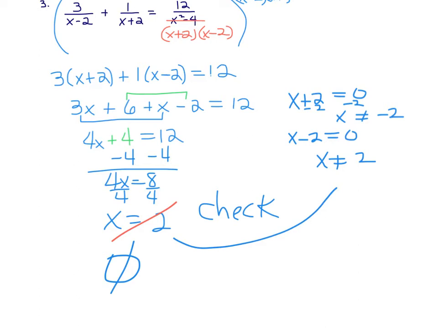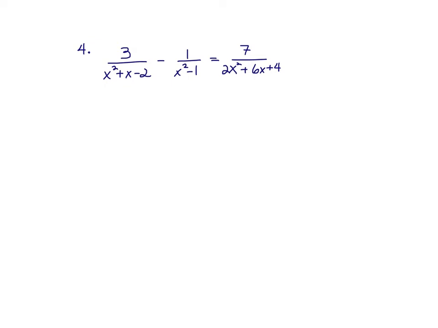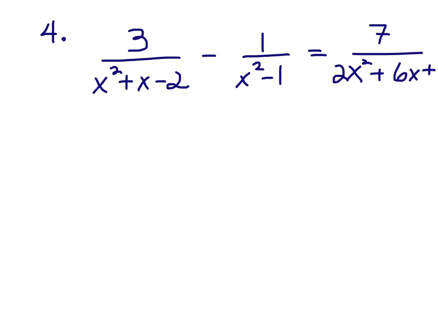Let's try 4. This one's going to be still the same thing. No quadratics yet. But we got a bunch of factoring problems to do first. All right. Always remember when you're looking for a common denominator to factor it first. So I need to factor the first fraction. I'm looking for two numbers that will multiply to give me negative 2, but will add to give me 1. And that is going to be x plus 2 and x minus 1.